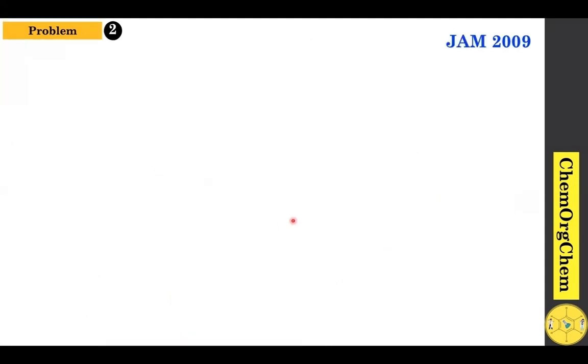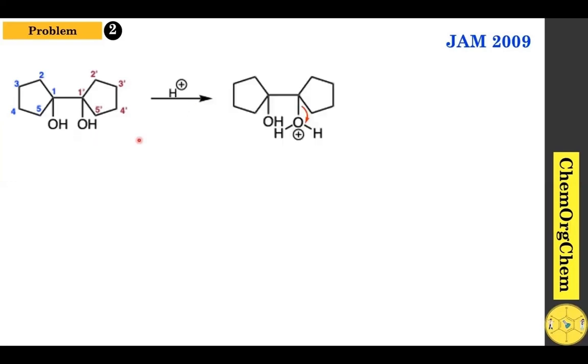Next we move on to problem number 2. This is a question from JAM 2009. You see this vicinal diol, one side has a 5-membered ring system as well as the other side also a 5-membered ring system. Here one of the hydroxy groups readily protonates. Since this is a highly symmetrical system, it doesn't matter which hydroxy group will protonate, followed by kick off as a water molecule.